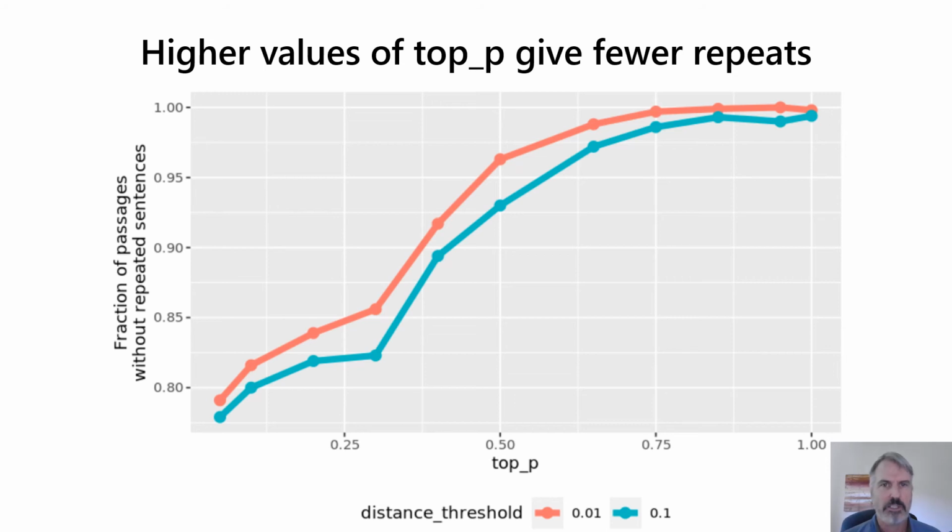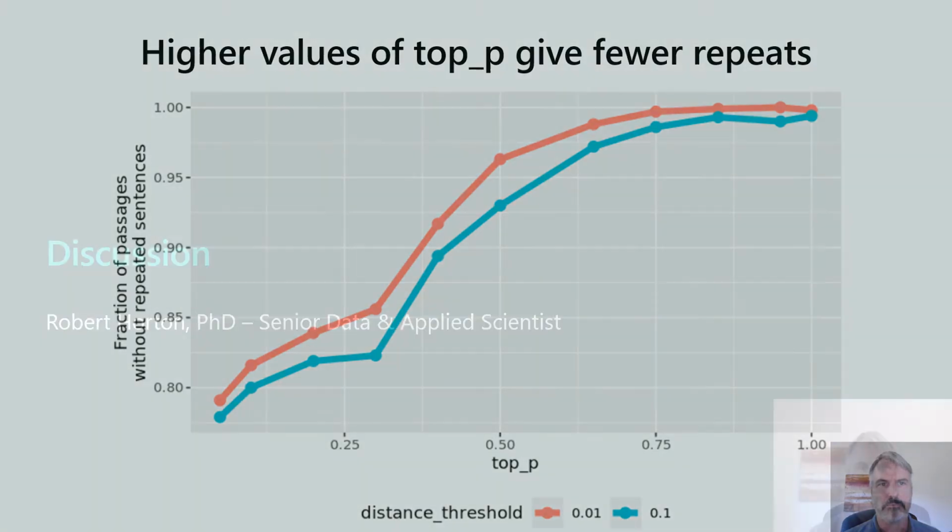The rose-colored line uses a very small distance threshold, so we only consider sentences to be repeats if they're very similar, while the teal line uses looser clusters, allowing more approximate repeats. High values of top P reduce the tendency to repeat sentences.